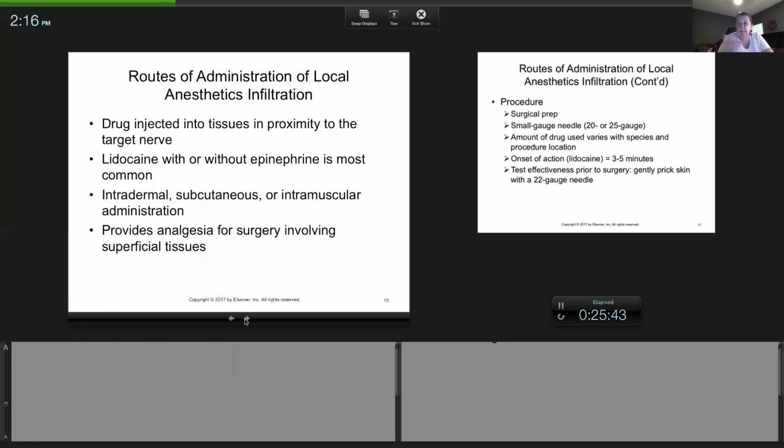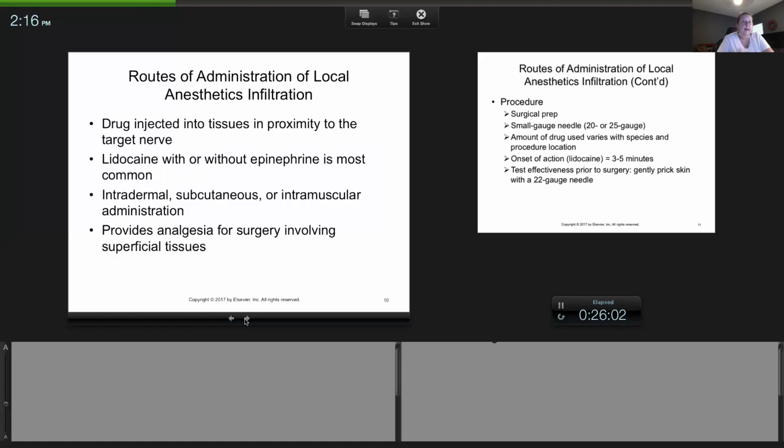For every technique, I want you to be able to tell me an example of a topical administration. That would also be eye drops too. I didn't put that on there, but eye drops are a topical administration.